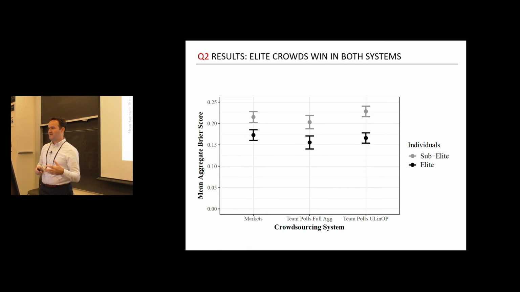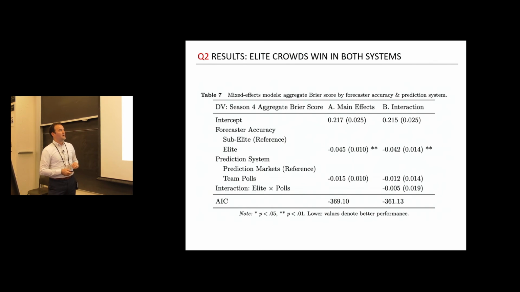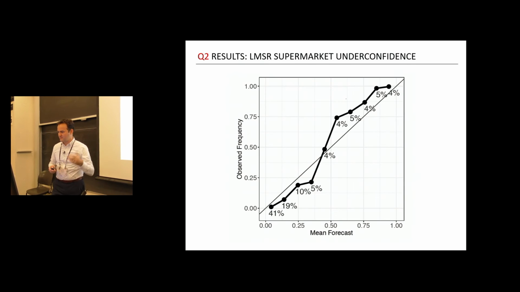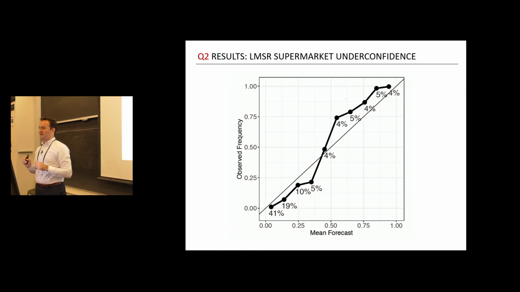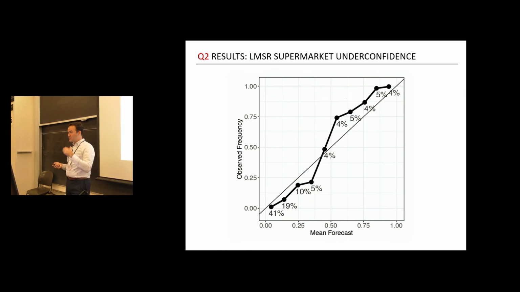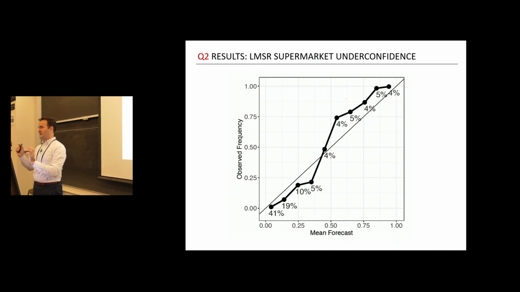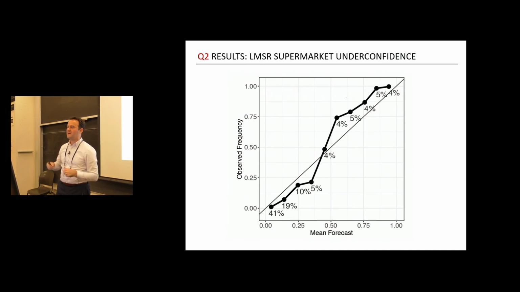Small elite crowds did better than larger sub-elite crowds, and that was true in both the poll and the market setting. So the differences between the different crowds were significant, while the differences between the different systems were not. One thing that we found was that the LMSR market produced underconfident forecasts, so we could have extremized the market prices towards 0 and 1 and done a little bit better. This was for the supermarket, but it also holds across years for our larger market as well.